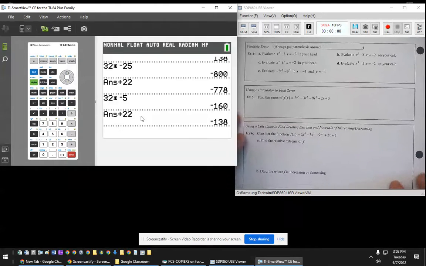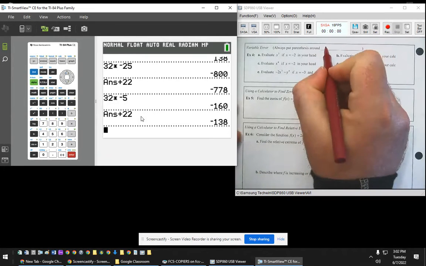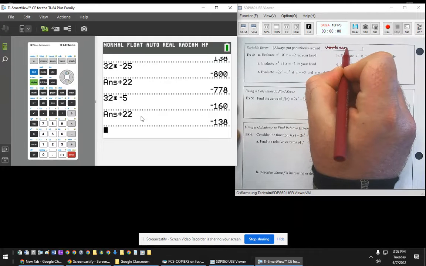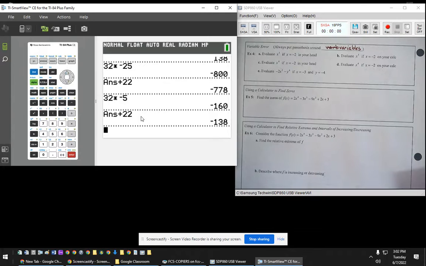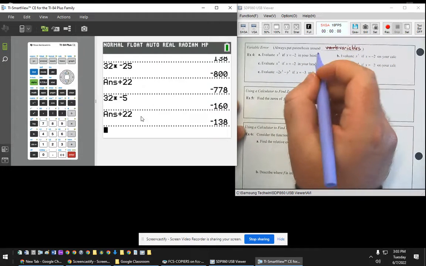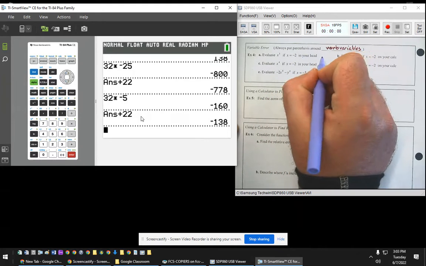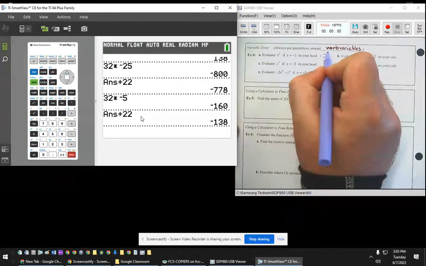All right, variable error. Always put parentheses around any variables in an equation. Okay, so evaluate x cubed at negative 2 in our head. In other words, if I put negative 2 in here, that would say negative 2 to the third. Well, negative 2 to the third would be, okay, so basically it's this. Negative 2 to the third.